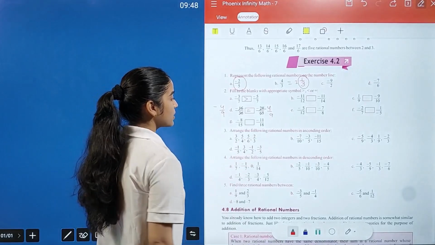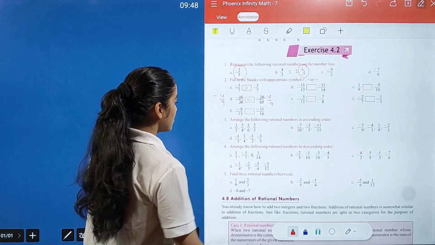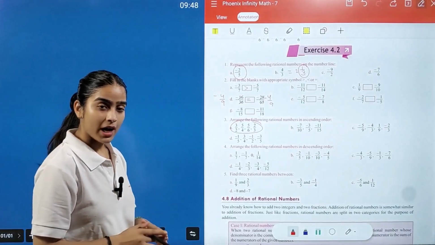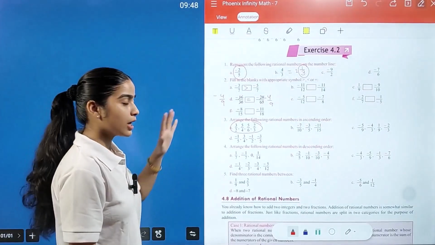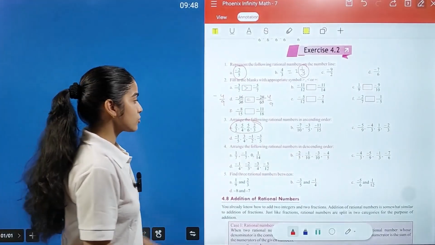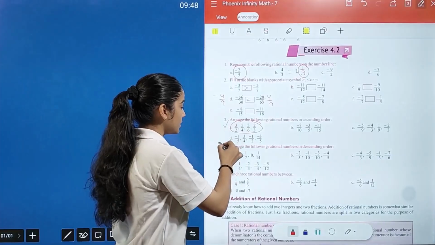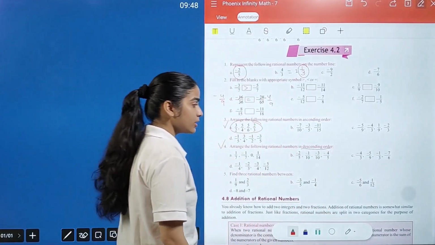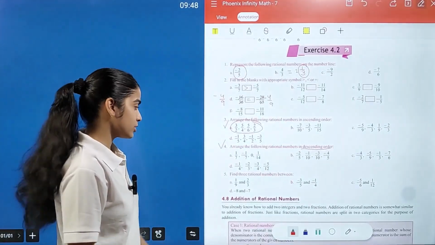So in the same way, you have to fill in the blanks with symbols. Now arrange the following rational numbers in ascending order. For this, you have already done this type of question with fractions. So you have to take a hint from it, and I already explained it in your example as well. So students, you have to do it yourself. And in question number 4, you have to arrange your numbers in descending order. So you have to give a try for this also.